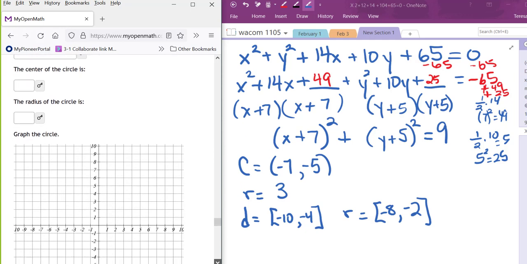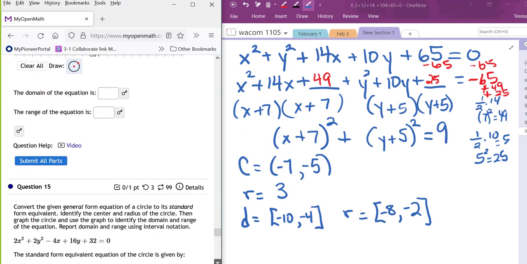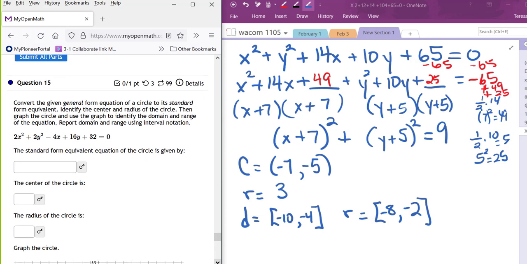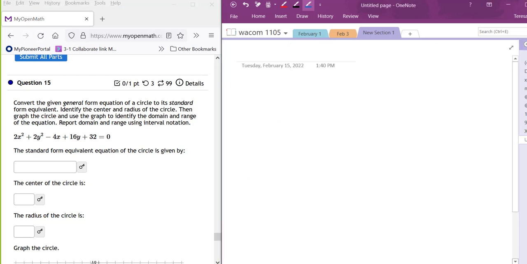All right, I did pick 15 just to point out that you need to divide out the 2. Whenever you're going to complete the square, you do not want another number there. It needs to be a 1. If you don't have it, you need to divide it out. So they're going to have to give you something that will divide evenly all the way through. And then that will be your first step.